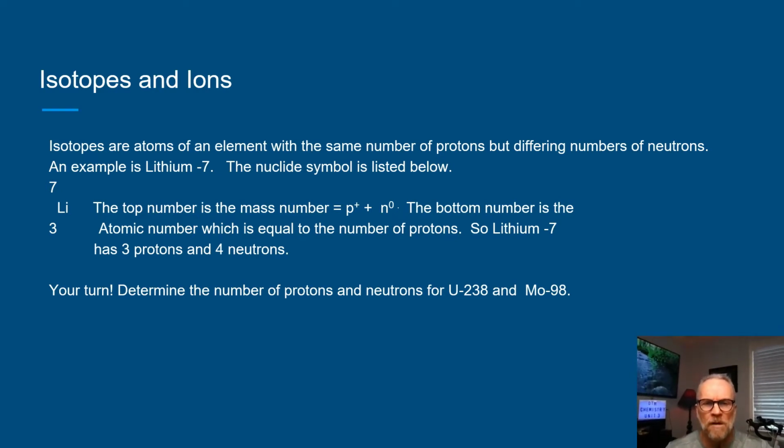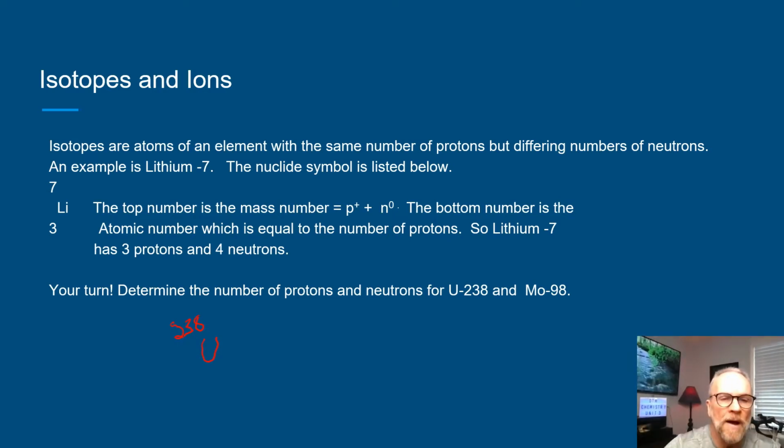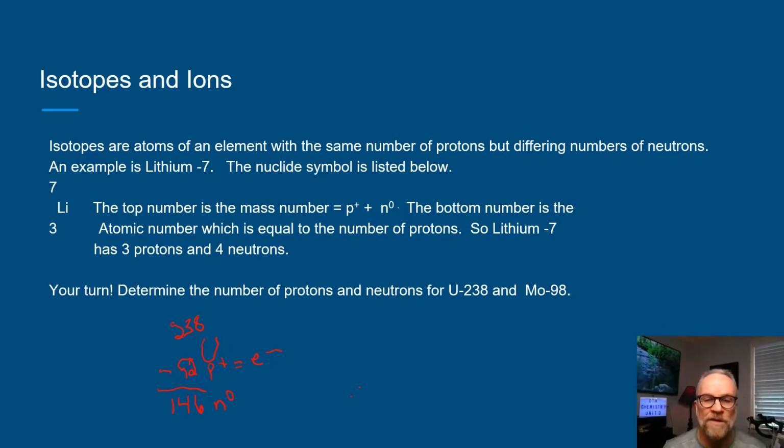Okay, so if we were to write a nuclide symbol for uranium-238, the 238 is our mass number, and uranium has 92 protons, right? That's the atomic number, which is also equal to the number of electrons. And then we subtract those two. 238 minus 92 gives us 146. So we have 146 neutrons there.